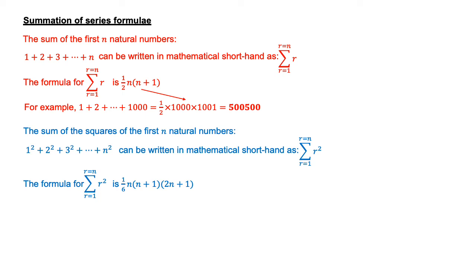So it's 1/6, or you divide by 6, n times n plus 1. So you do the brackets first, obviously, and then 2n plus 1. So for any number again, for example, if I add up the first 50 square numbers, if I substitute it into that formula, you get a final answer there, as you can see, of 42,925.